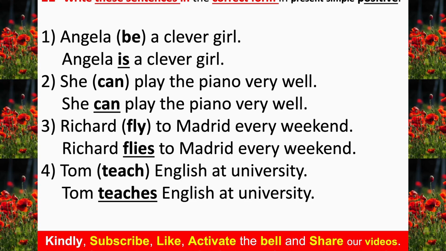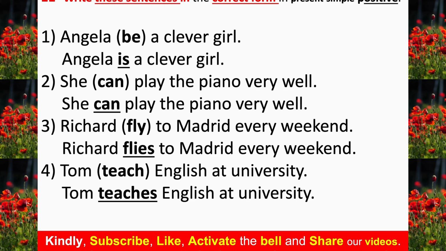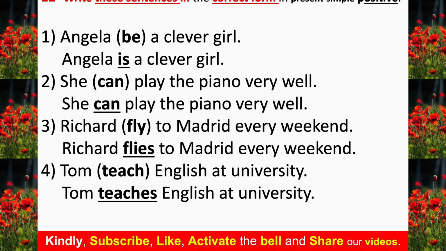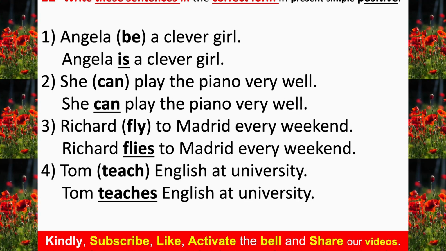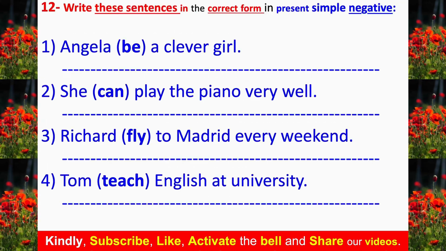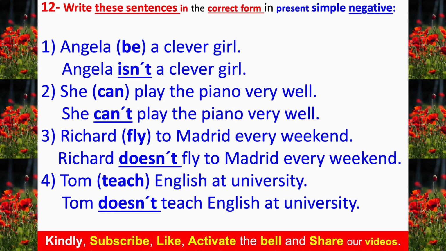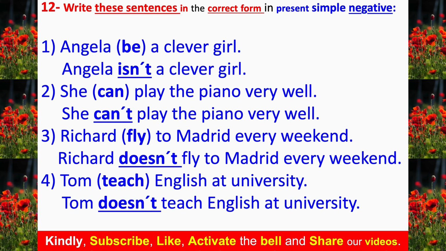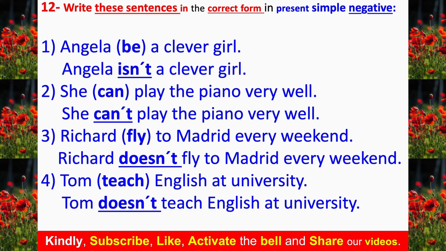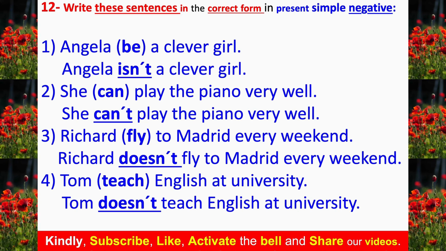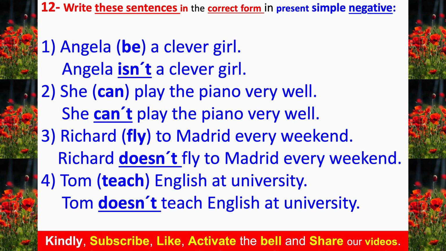So let's see these sentences in the negative form. What is the negative form of is? If you still remember, the negative form of is, isn't. What's the negative form of can? Can't. And let's see the answers. So Angela be a clever girl in the negative form. Angela isn't a clever girl. She can play the piano very well. She can't play the piano very well. Can't.